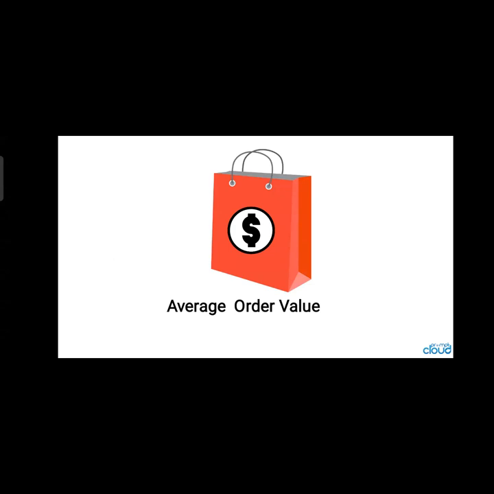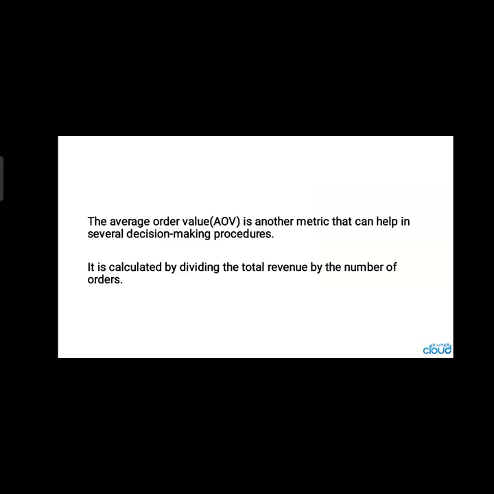I have already told you, for 10 customers the total average value of orders may be 1200 rupees, and one individual customer is buying a 2000 rupees product. It depends on the customer's requirement and impulse buying, or how much he is interested in online shopping. The average order value is another metric that can help in several decision-making procedures. It is calculated by dividing the total revenue by the number of orders.